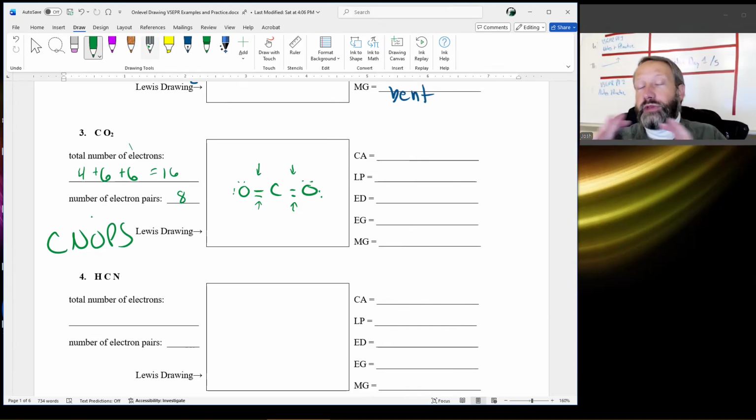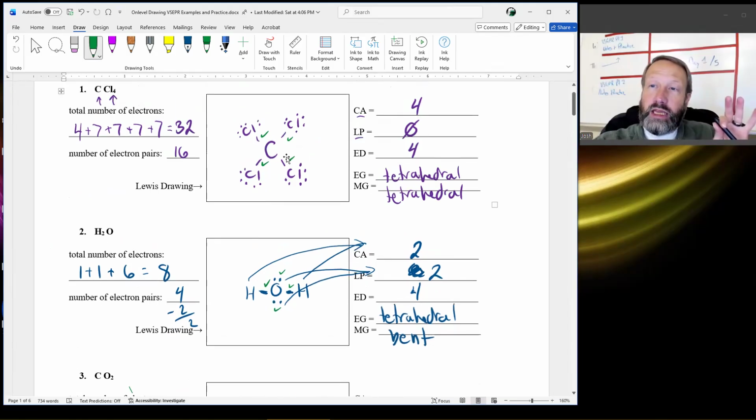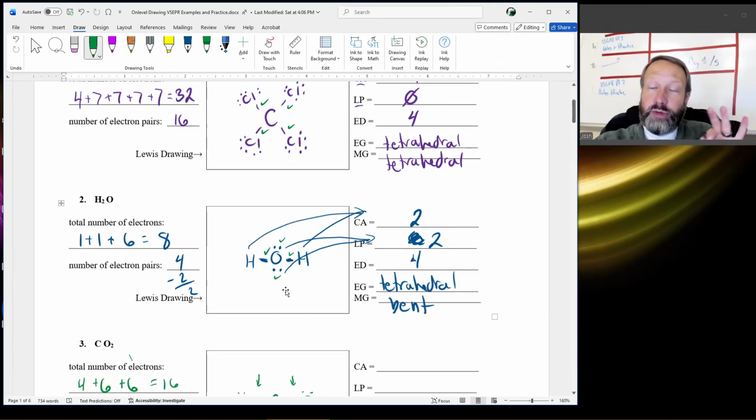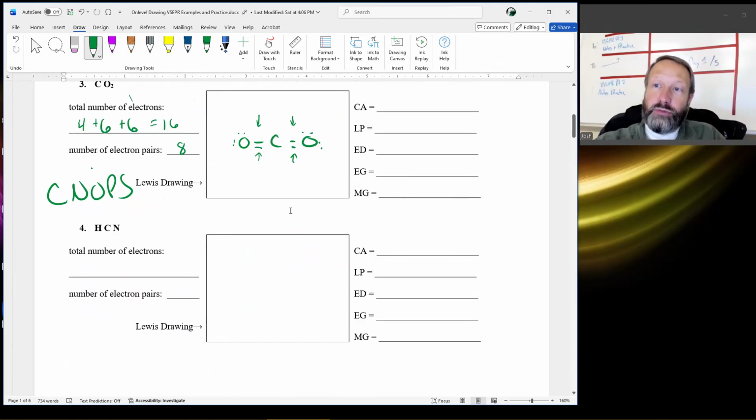So anytime one of these 5 are in the middle, you want to check to make sure it has an octet. It has 4 pairs. I had that in the first 2. I had that here and I had that here. I didn't have to worry about that here. But now here, I have to worry about it because I did not have that. So you always find the other SYNOPS elements that are on the outside, and you erase a lone pair and make a double bond, and you do it one at a time.